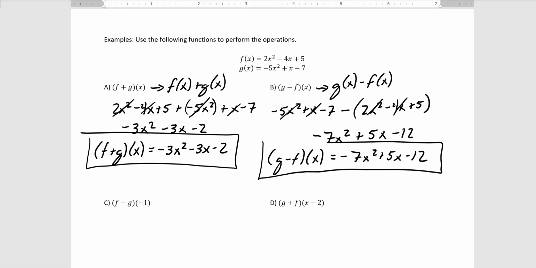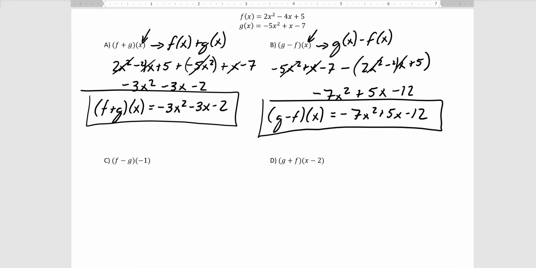Now notice for A and B, our input was just x. We can have a different input. So let's look at what happens when that occurs. So let's look at letter C here. F minus g of negative 1. So this then becomes f of negative 1 minus g of negative 1. And there's two ways to approach this, really. One, we can do f minus g of x and then substitute in negative 1. Or we can find f of negative 1 and g of negative 1 and then subtract them. I like to do it that way. I think it's a little easier.